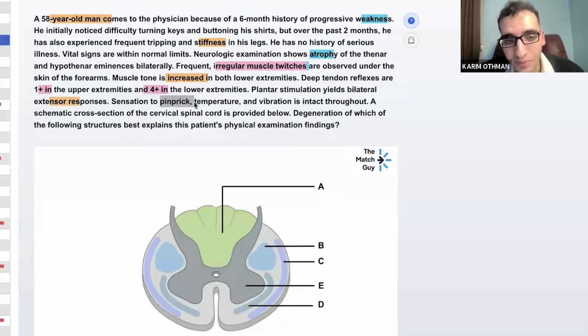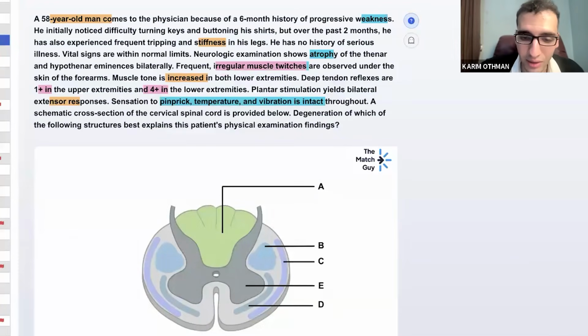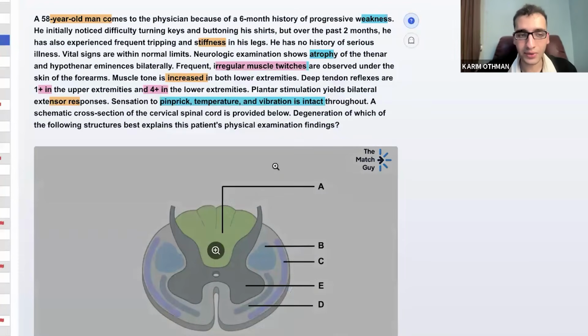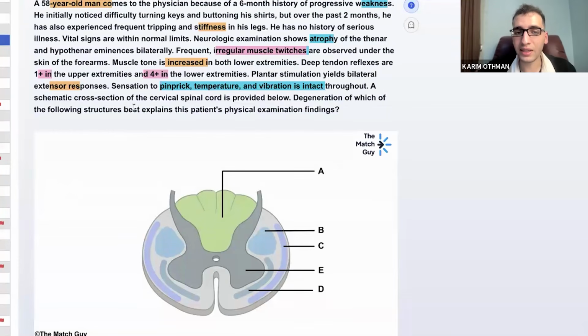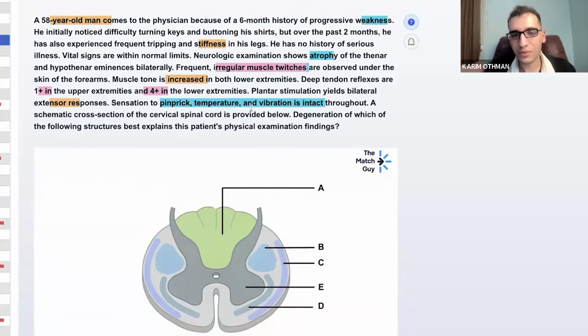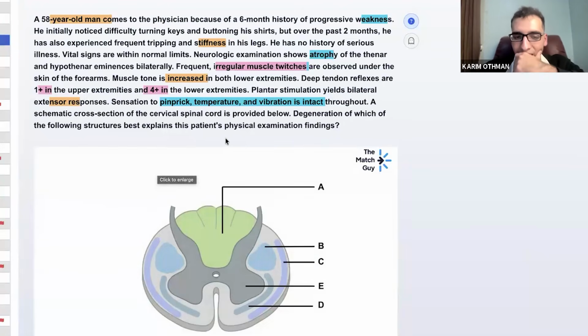Sensation to pain, temperature, and vibration is intact. No sensory affection. No sensory affection. So what do you think here, guys? A schematic cross-section of the cervical spinal cord is provided below. Degeneration of which of the following structures best explains this patient's physical examination findings? So what do you think here, guys?